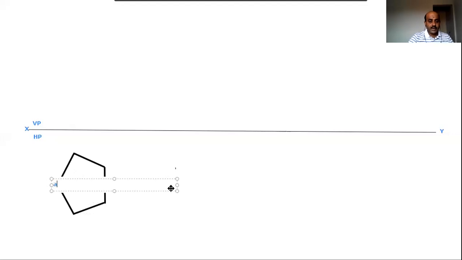So this point we take as A. This is B. This is C. Please construct this. I will enter these labels; by that time you can construct this pentagon. This is D, and this is E. Okay, so this is of 25 millimeter side. Please note that this is a 25 millimeter side pentagon.